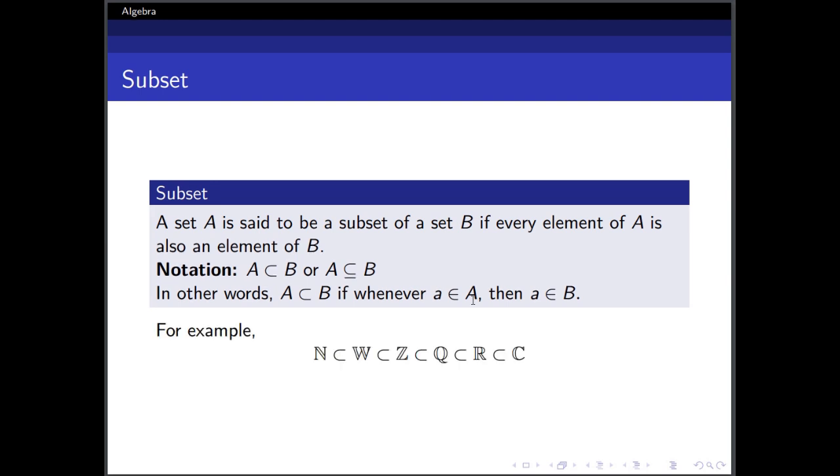For example, in above listed examples, set of natural numbers is a subset of whole numbers, which is a subset of set of integers, which is again a subset of set of rational numbers, and this rational number set is a subset of set of real numbers, and then it is a subset of complex numbers. Next concept is power set.